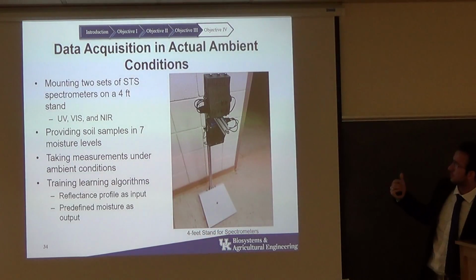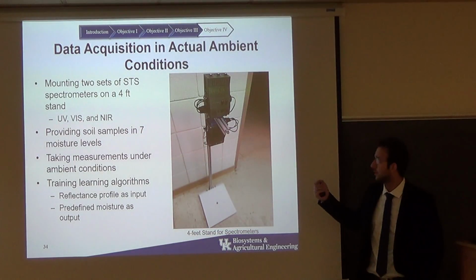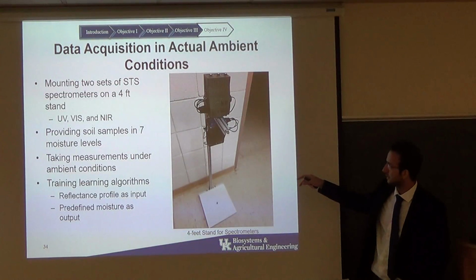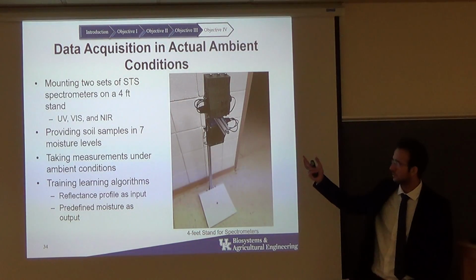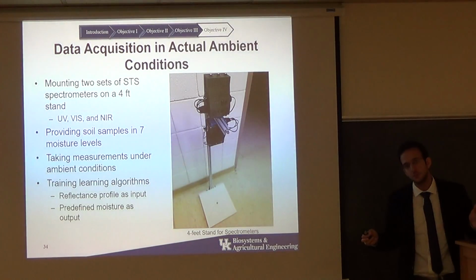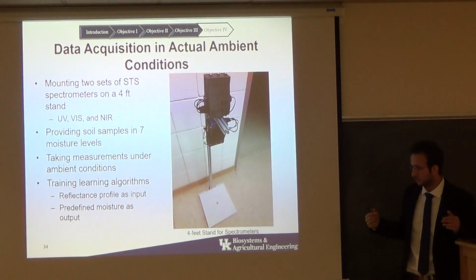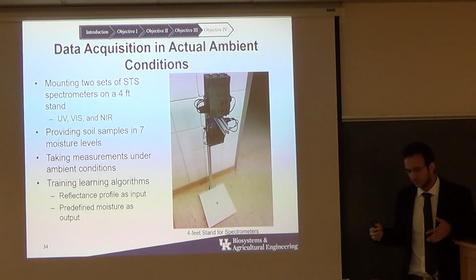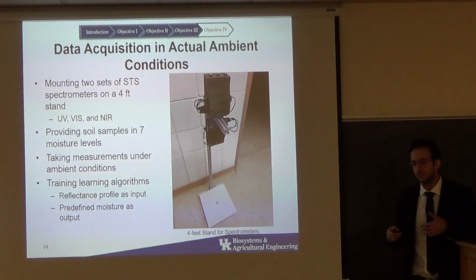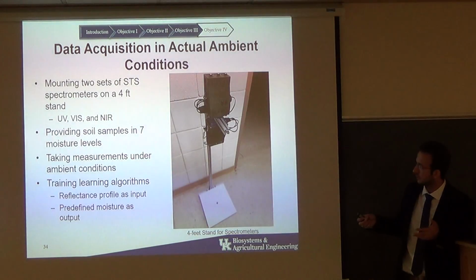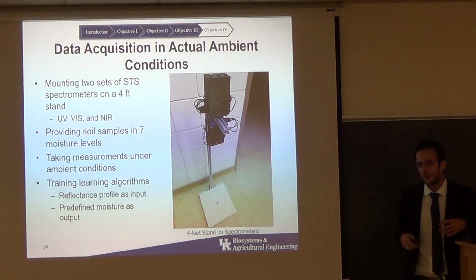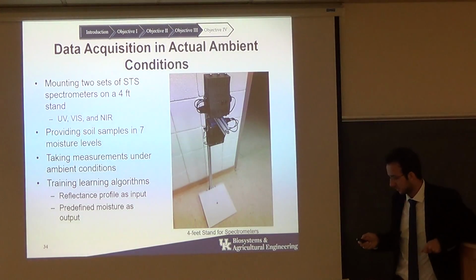And the last objective is we're going to mount these 2 sets of spectrometers on a stand. The 4-feet stand has UV, visible, and near infrared. We're going to provide a bigger sample compared to objective 2, and we put it under ambient light conditions, so we test it during the day. We're going to see if we can capture the moisture variability during the different ambient conditions.